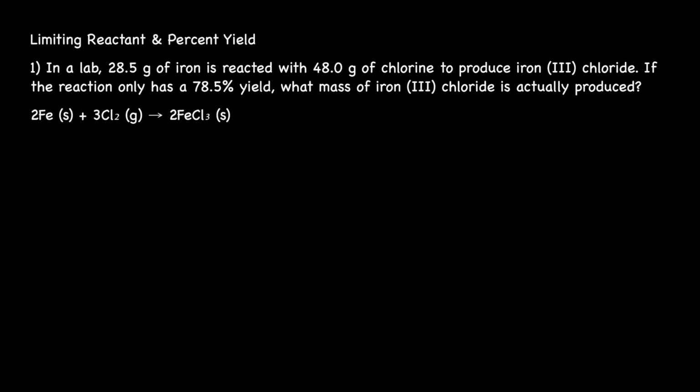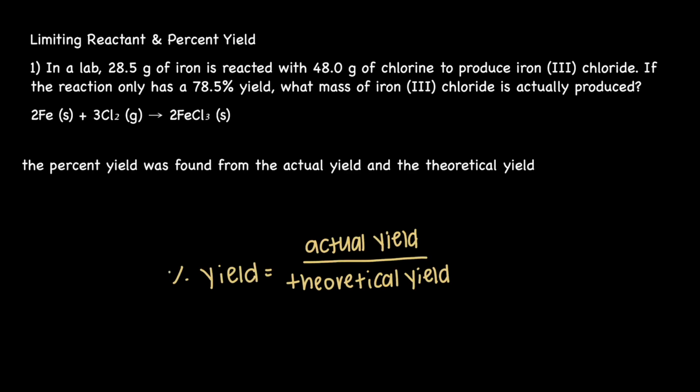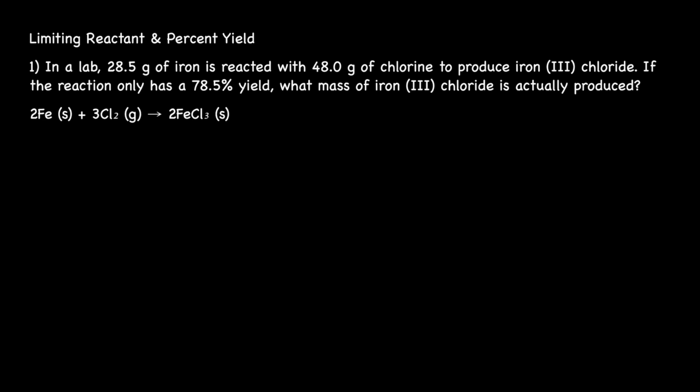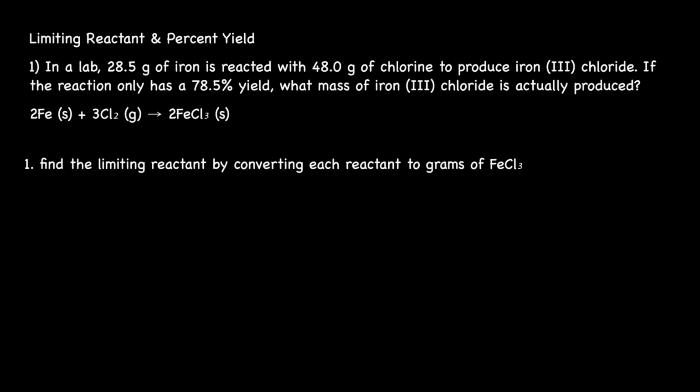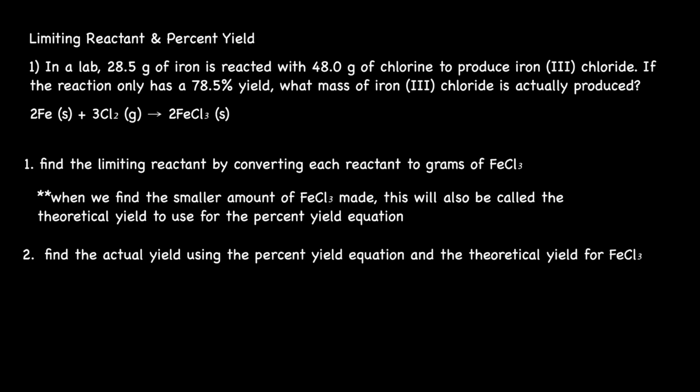They also gave us the percent yield. The percent yield was found from the actual yield and the theoretical yield. The percent yield equation is actual yield divided by theoretical yield times 100. We will first want to find the limiting reactant by converting each reactant to grams of iron 3 chloride. At the same time, when we find the smaller amount of iron 3 chloride made, this will also be called the theoretical yield to use for the percent yield equation. We can then find the actual yield for the answer.